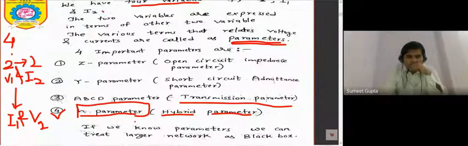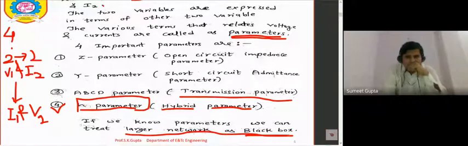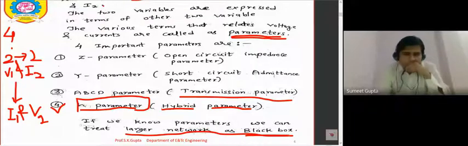Once we know all the parameters, we can represent a larger network as a black box. So one network we represent as a black box with its parameters expressed. This means that if we know the values of the parameters, then that network can be represented as one black box.